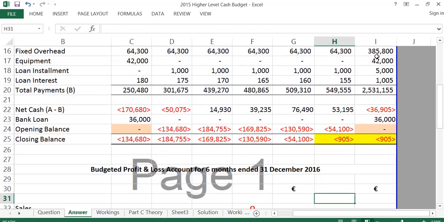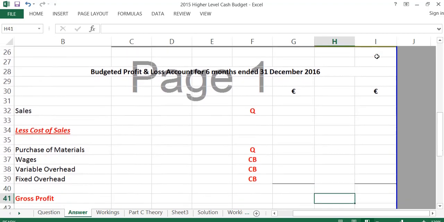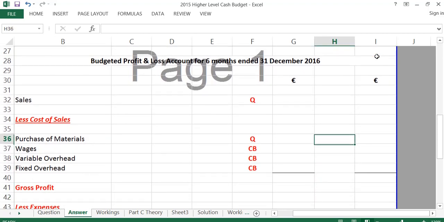The second thing I was asked to do, part B to the question, was prepare a budgeted profit and loss account for the 6 months ended 31st December 2016. But first of all, I have to get my sales. The sales are just directly from the question, the top of the question, 3,275,000. Then less cost of sales.